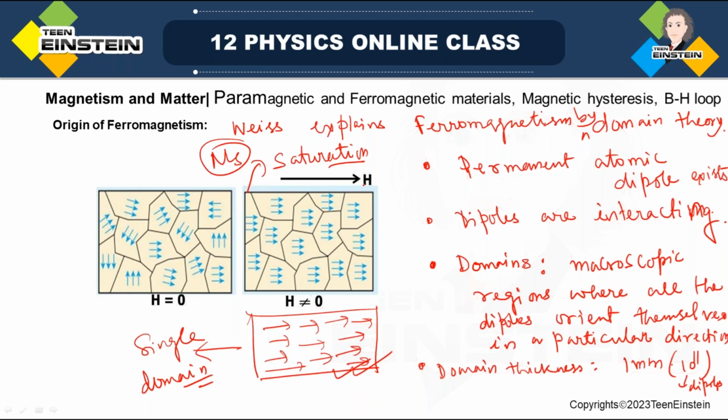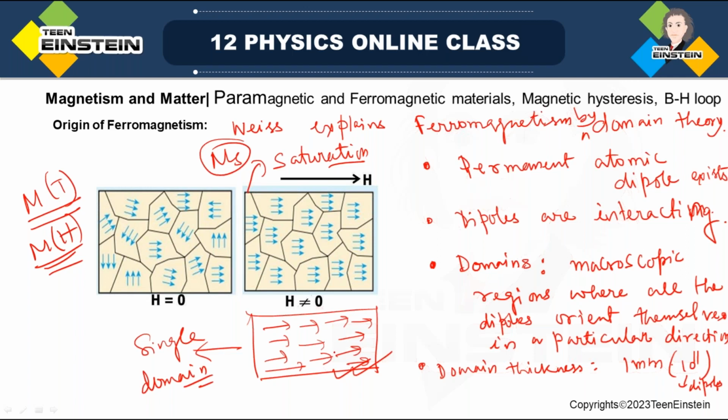You can control the magnetization not only with the field but also with temperature. So magnetization is a function of temperature, and magnetization is a function of applied field. When you apply a sufficiently large field, all the domains will merge into a single domain to give rise to saturation, and then you will get the highest magnetization.